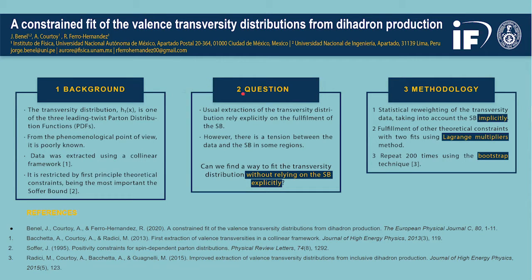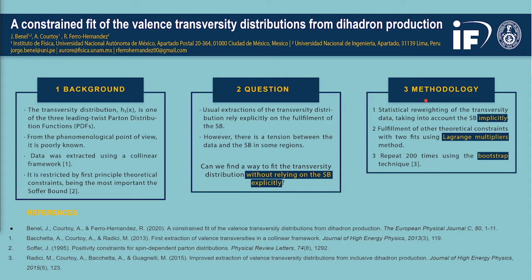So let's go to the question. Usual extractions rely explicitly on the fulfillment of the Soffer bound. In simple words, these transversity distribution fits cannot be outside the Soffer bound. However, there is a disagreement between the data and the Soffer bound in some regions, not because the theory is wrong, but because the current Soffer bound limit comes from experimental data. Because of this, we asked ourselves, can we find a way to fit the transversity distribution without relying on the Soffer bound explicitly? Spoiler alert, yes, we could.